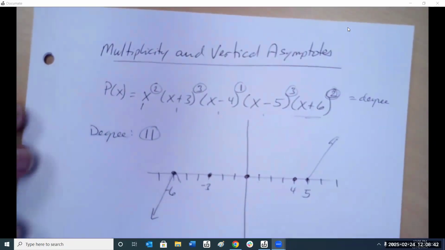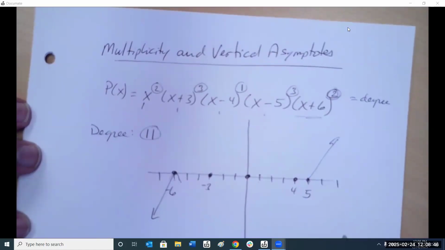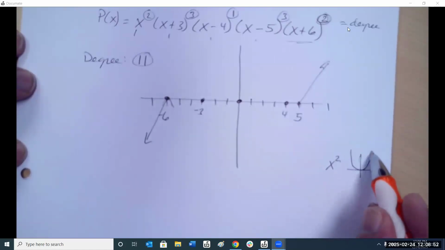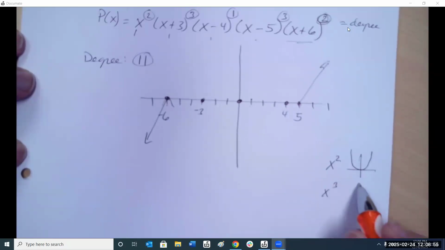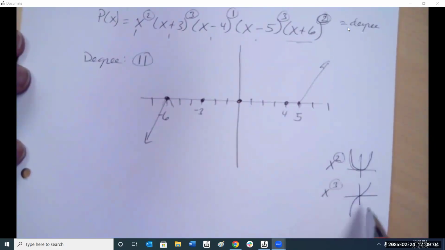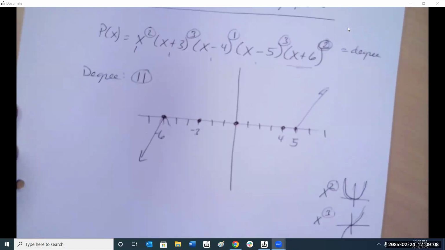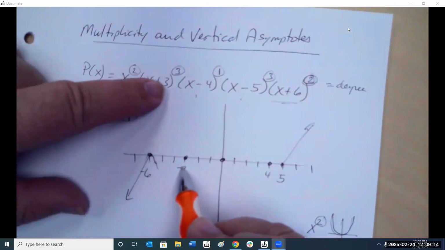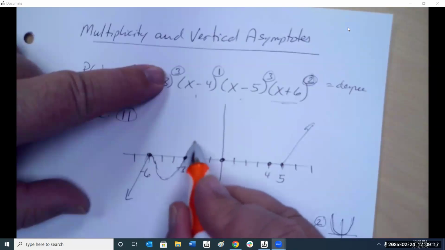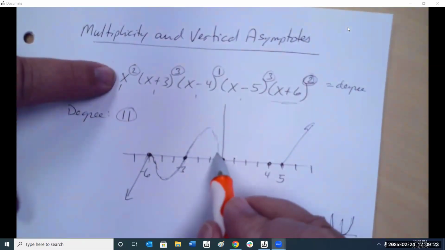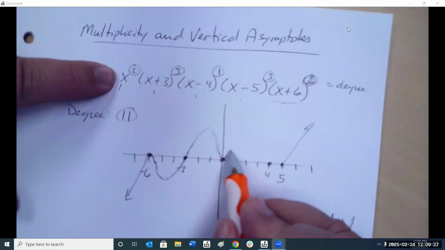Actually, we've seen this before. What does the graph of x squared look like? What does the graph of x cubed look like? So if the multiplicity is even, it bounces. If it's odd, it goes through. So at -6, the multiplicity was 2. At -3, it's 3, so it crosses. At 0, it's 2, so what does it do? It bounces.